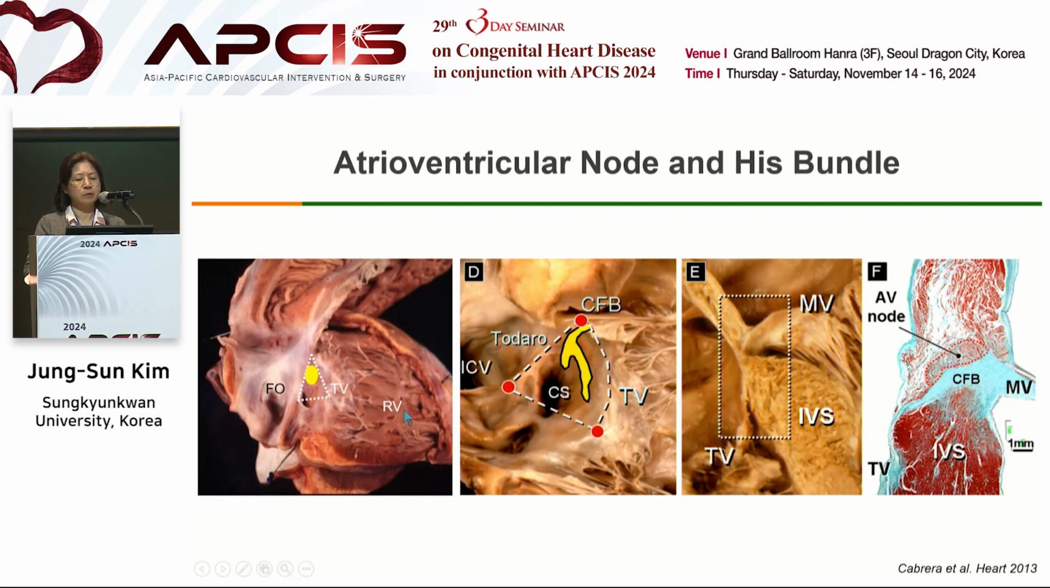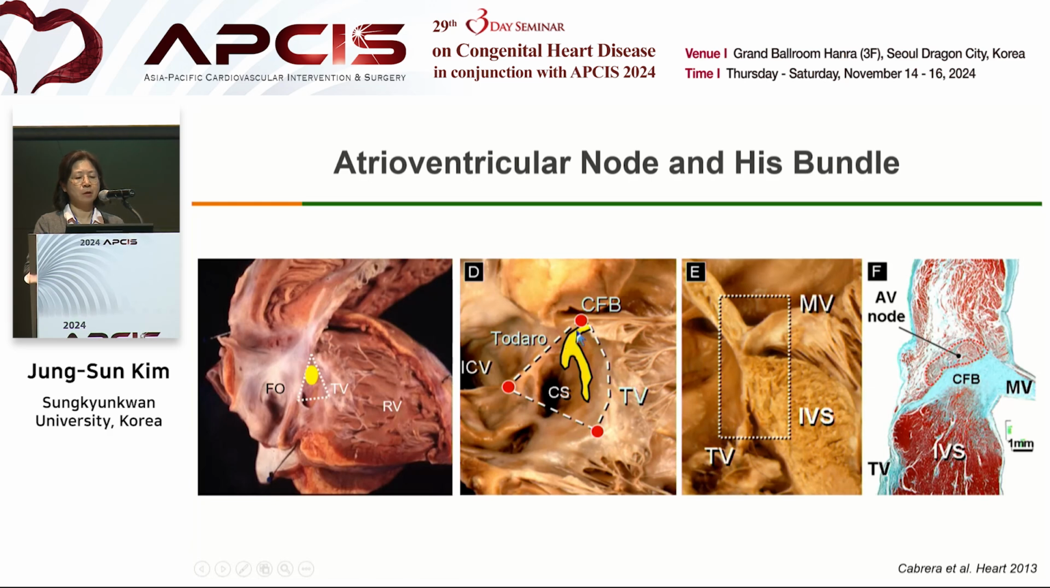Next is the atrioventricular conduction tissue. The endocardial view of the right atrium shows the triangle of Koch, limited by the tendon of Todaro, the coronary sinus opening, and the tricuspid valve annulus. The apex of the triangle is the central fibrous body. The atrioventricular node is located near the apex, indicated in yellow.